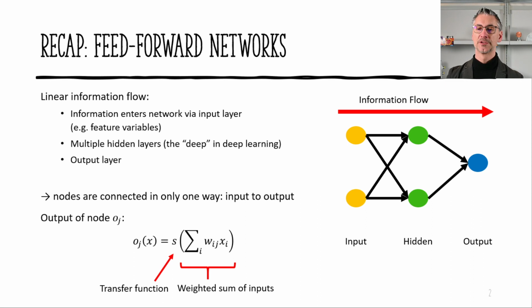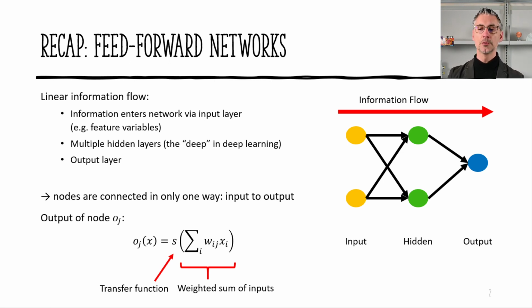Here we have a, so we say, linear information flow. The information enters the network via the input layer, like the feature variables on the left, or in case of deep learning and convolutional neural networks, we feed in, for example, directly images. And then they pass through multiple hidden layers, and this is like the deep in deep learning, until we reach the output layer. So essentially, during inference, when we make an estimation about a new object, we pass the information from the left to the right.